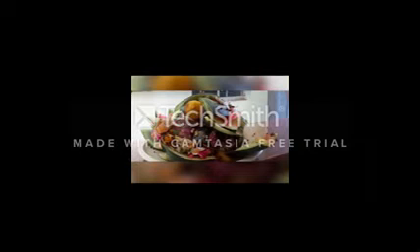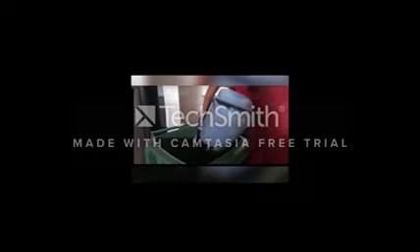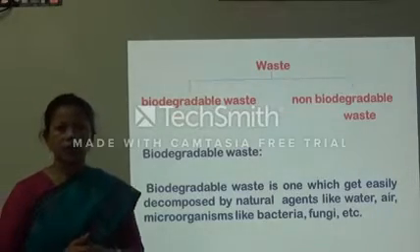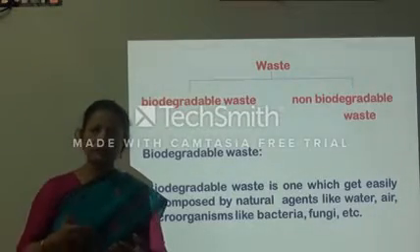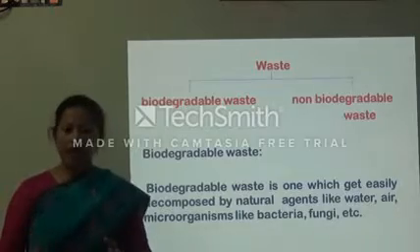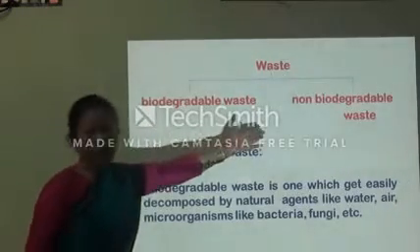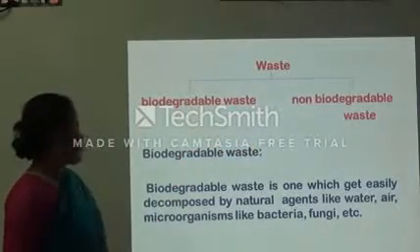Anything that can't be recycled or reused, and all hazardous waste, goes to another bin, while the entire kitchen waste, plant and animal waste are collected in the green bin. These wastes are sent directly to the composting site. Now, let us categorize waste. All the waste that we generate can be categorized as biodegradable waste and non-biodegradable waste.